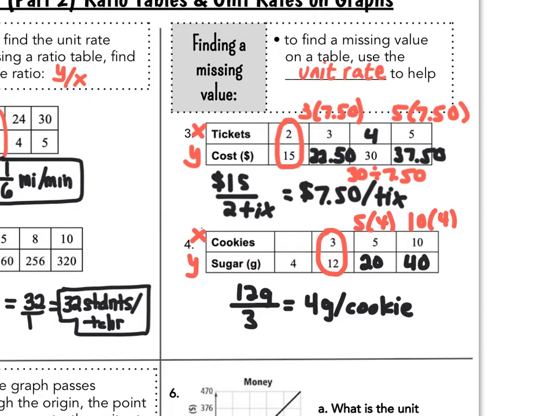And then for the last one, for this 4, to find the top number, we just use division. So you take this 4 and you divide it by the unit rate, which is also 4. And so that means 4 grams of sugar is 1 cookie.